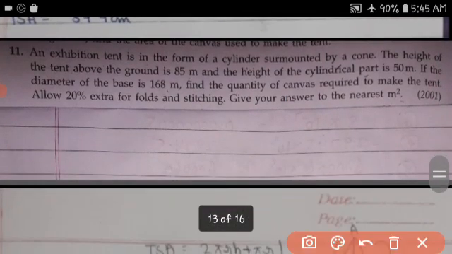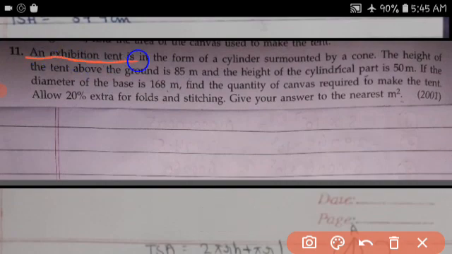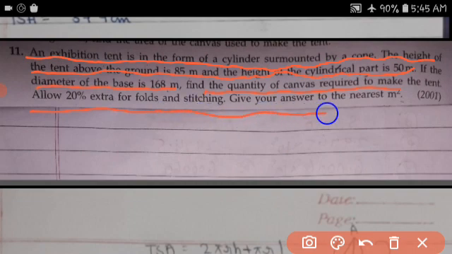Question 11. An exhibition tent is in the form of a cylinder surmounted by a cone. The height of the tent above the ground is 85 and the height of the cylindrical part is 50 meter. If the diameter of the base is 168 meter, find the quantity of canvas required to make the tent. Allow 20% extra for the fold and stitching.